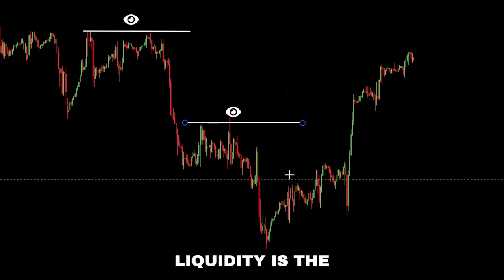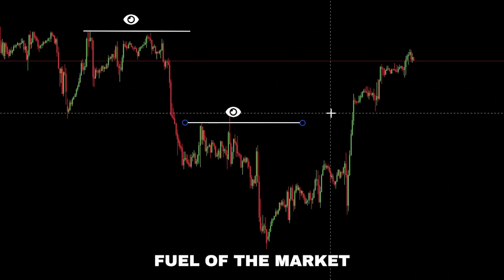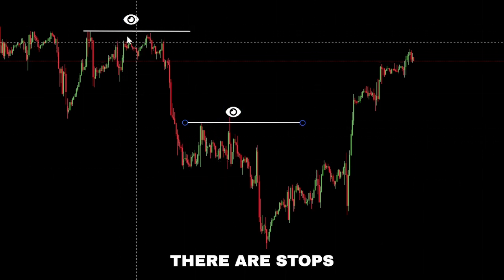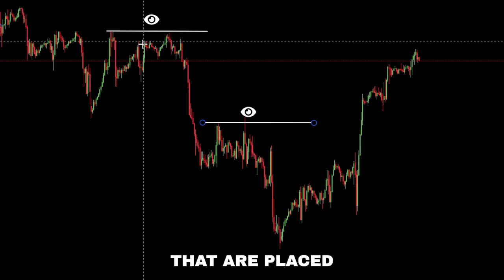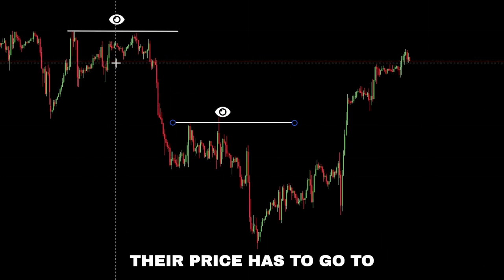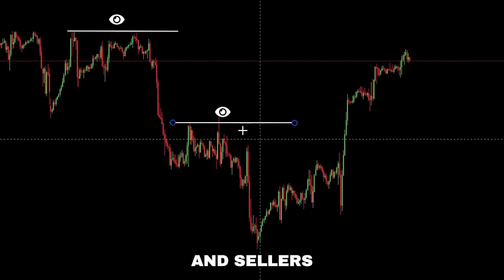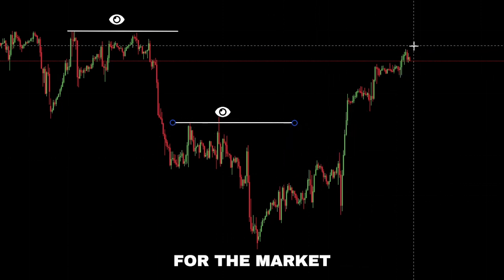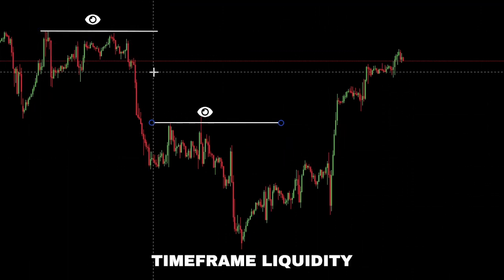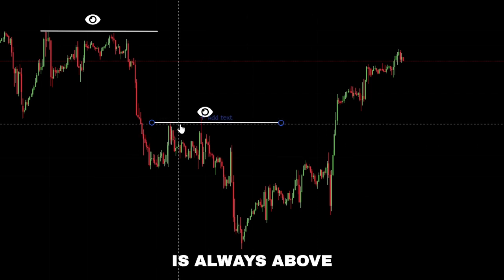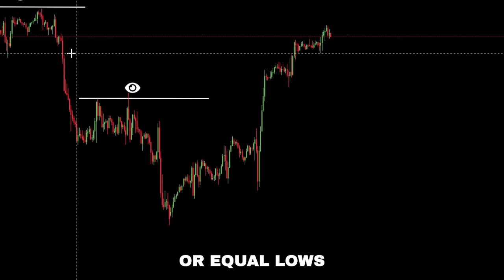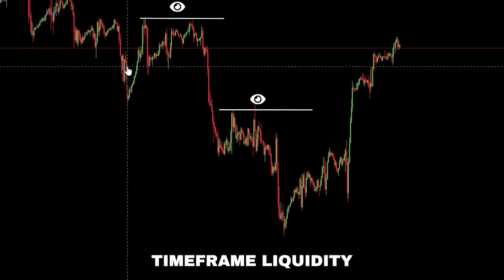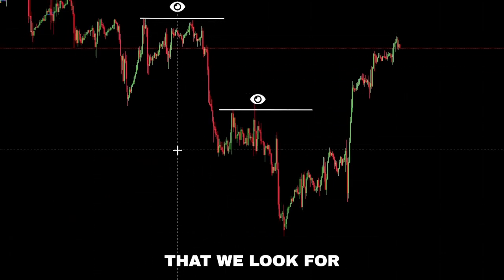So when I say that liquidity is the fuel of the market, it basically means that at these areas, more than likely, there are stops that are placed above these highs that price has to go to, and sellers who sold at this area have to transact with the buyers for the market to even move higher. So our higher time frame liquidity is always above equal highs or equal lows. The 1 hour and the 4 hour are basically the higher time frame liquidity that we look for.